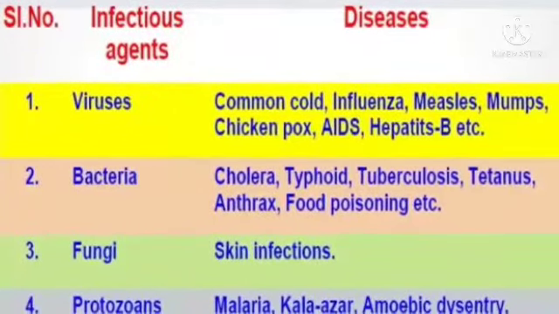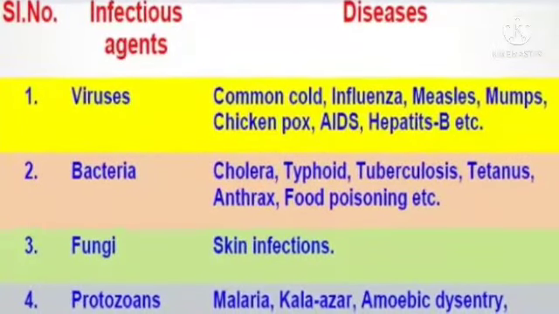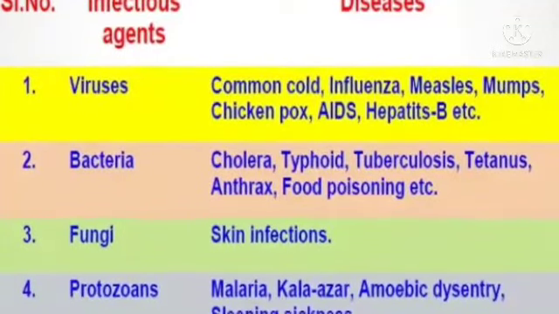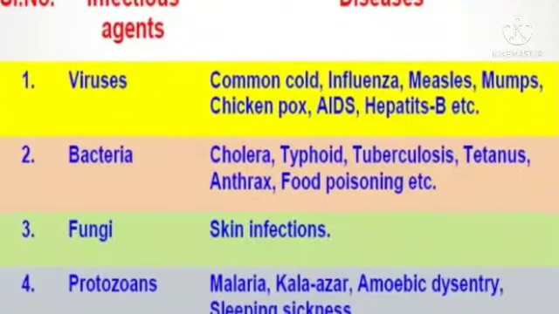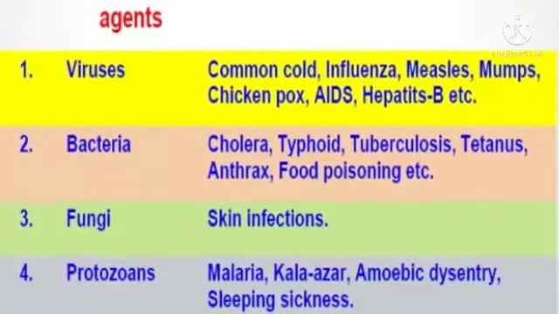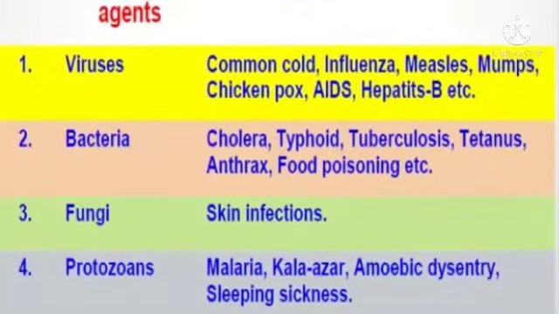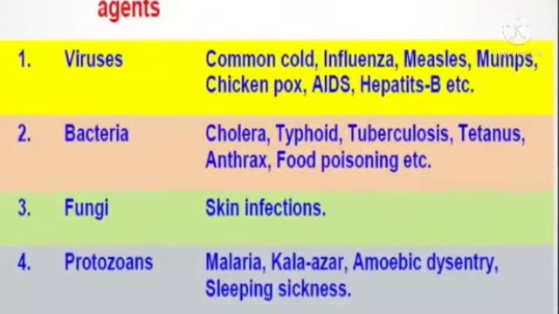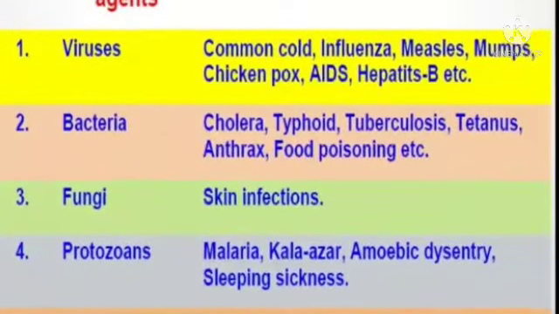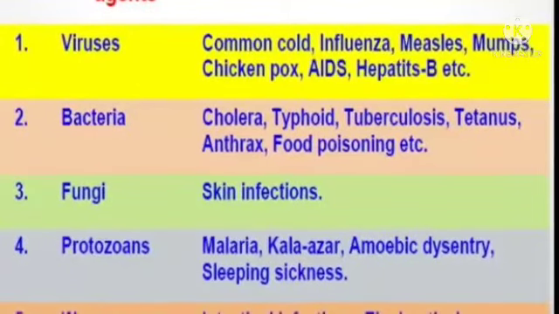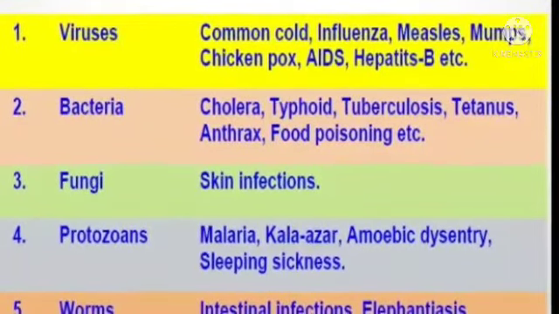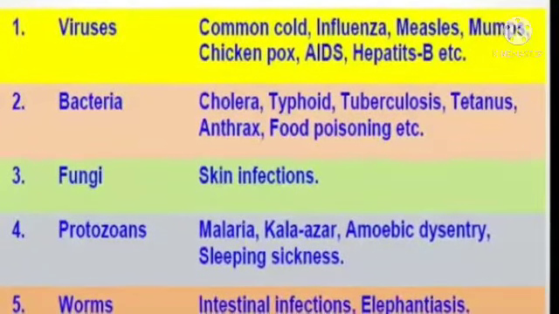Here is a table showing infectious agents and the diseases caused. Viruses cause common cold, influenza, measles, mumps, chickenpox, AIDS, hepatitis B, etc. Bacteria cause cholera, typhoid, tuberculosis, tetanus, anthrax, food poisoning, etc. Fungi cause skin infections. Protozoans cause malaria, Kala Azar, amoebic dysentery, sleeping sickness. Worms cause intestinal infections, elephantiasis.